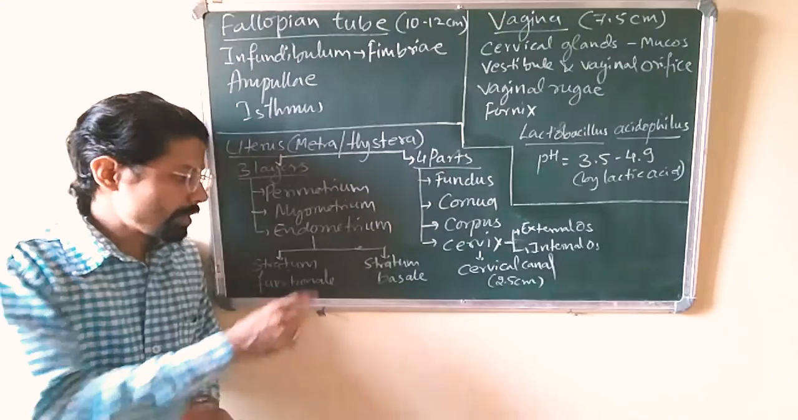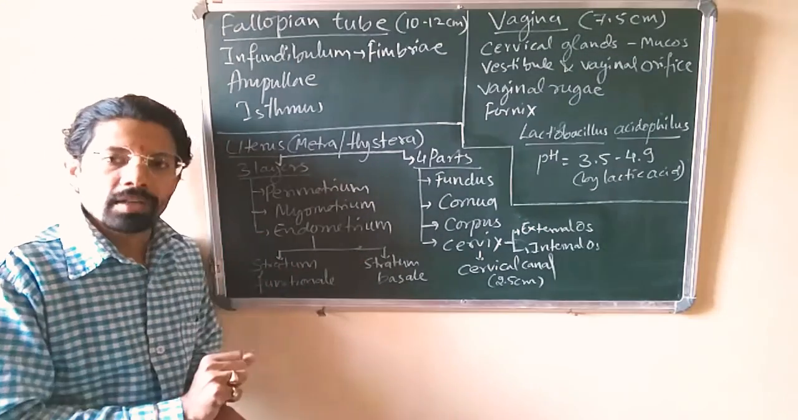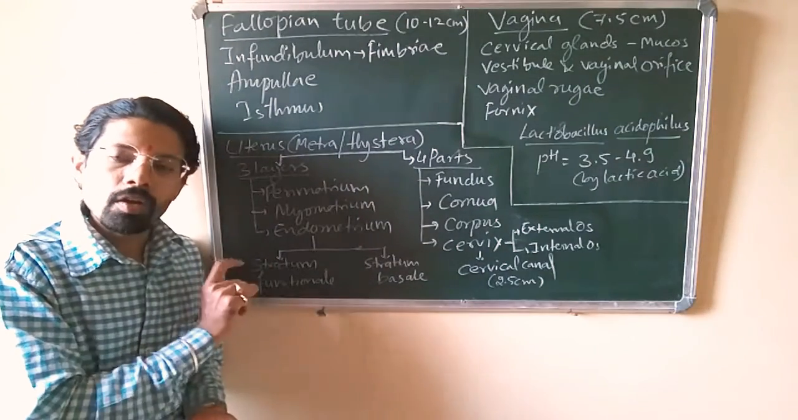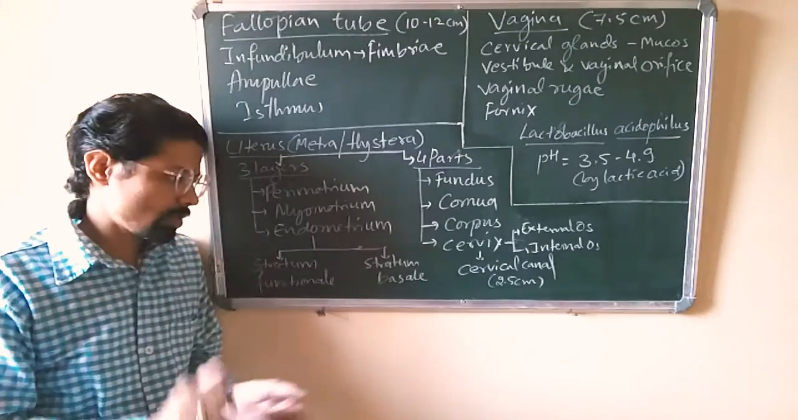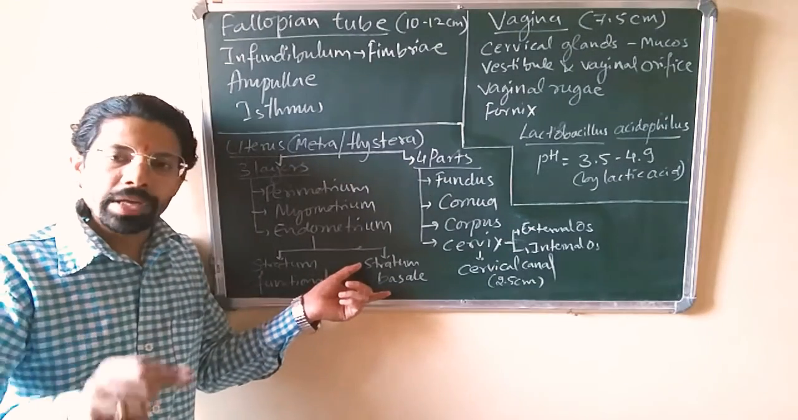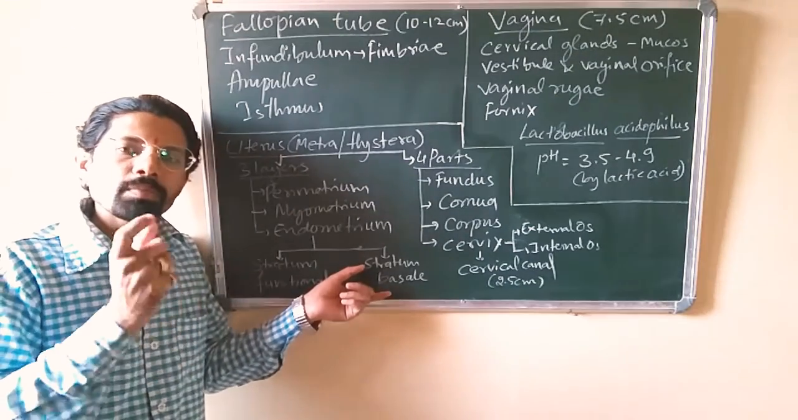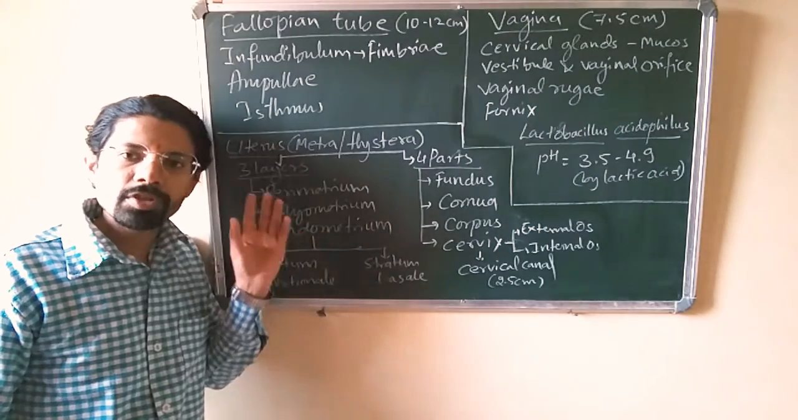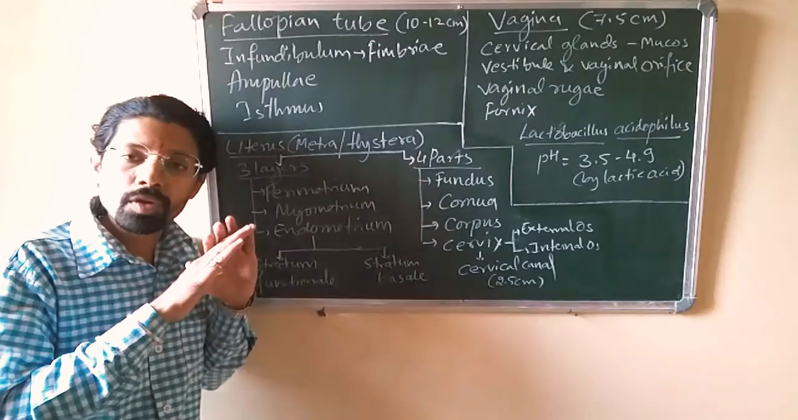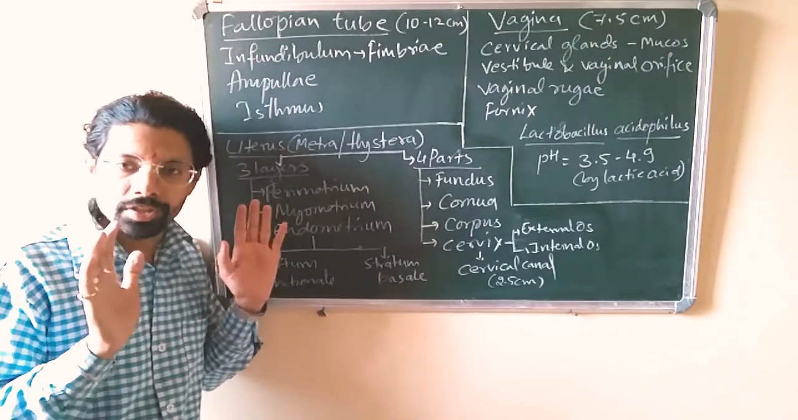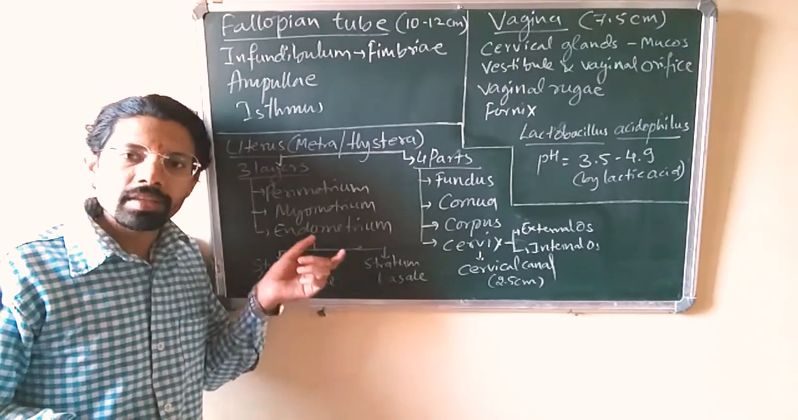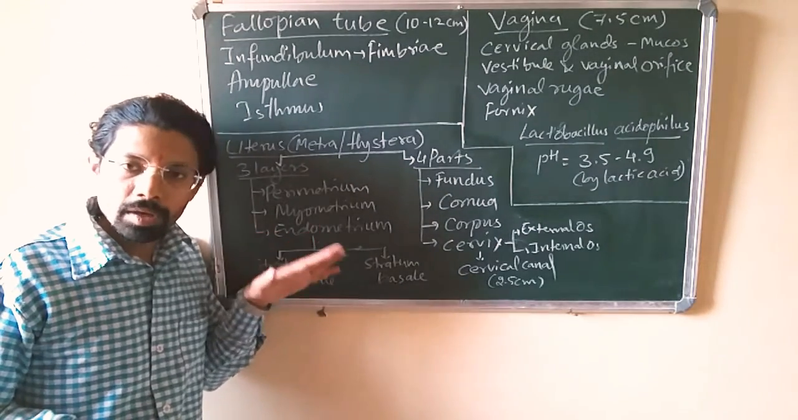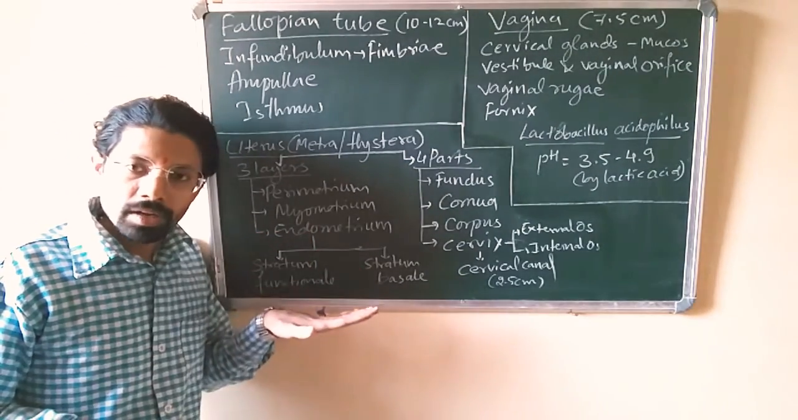Then the third, innermost lining is the endometrium. Now the endometrium can be divided into two parts. What are those? The stratum functionale, also called pars functionale, and the stratum basale, also called pars basale. The basal part is the thin part which is permanent and will not be periodically changing. The basal part is the thin part of the endometrium which remains permanently in the endometrial lining.